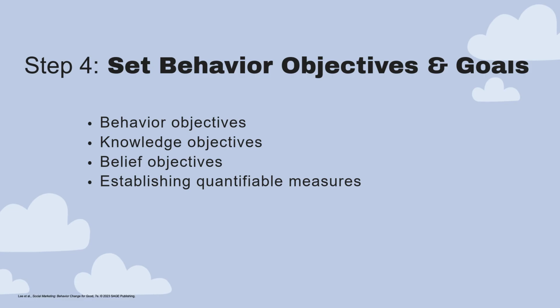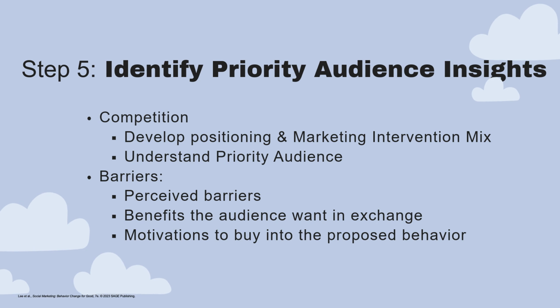Establishing quantifiable measures. In this step, goals relative to the objectives of the program are established. Ideally, goals should be specific, measurable, attainable, relevant, and time-bound, otherwise known as SMART. These goals have significant impact on program budgets. They provide clear direction for evaluation measures later in the planning process. Identify priority audience insights.